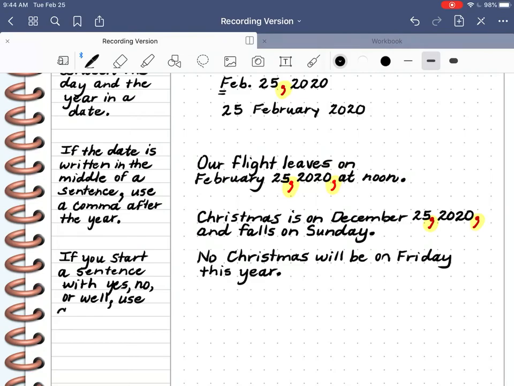Use a comma. So here, in this case, I'm starting my sentence with the word no, and I need to put a comma between no and the next word, whatever that next word is. So if this is yes, no, or well, you put a comma after those words. Those are just three words that always will get a comma if they're at the beginning of the sentence. We won't be using this rule in our writing lesson today, but it's a good one to know just the same. Let me give you another example.